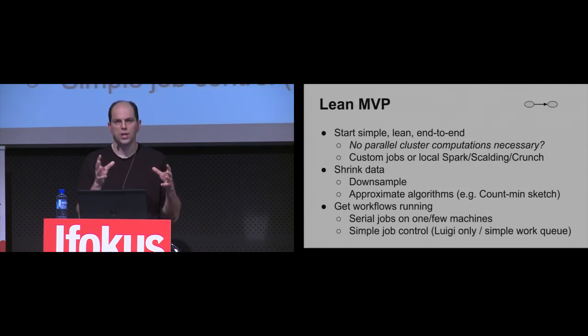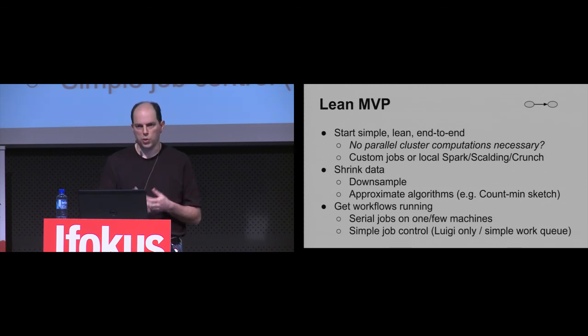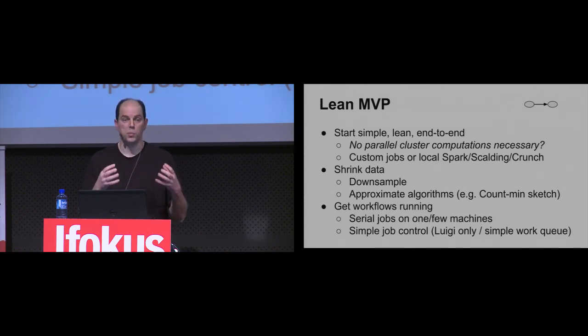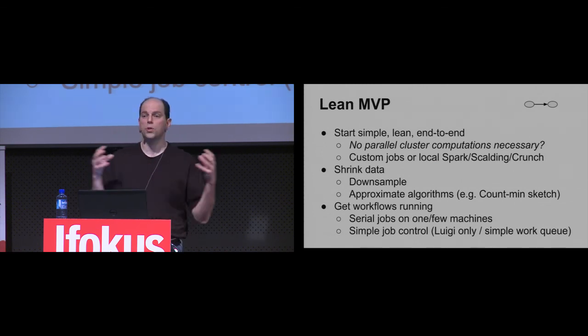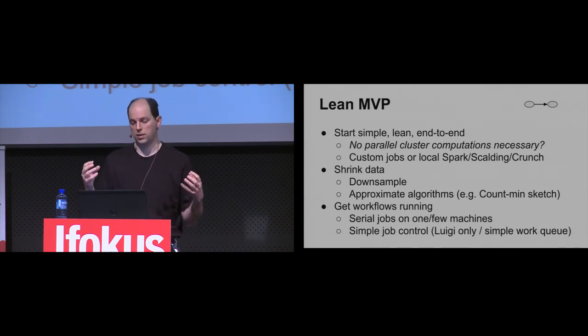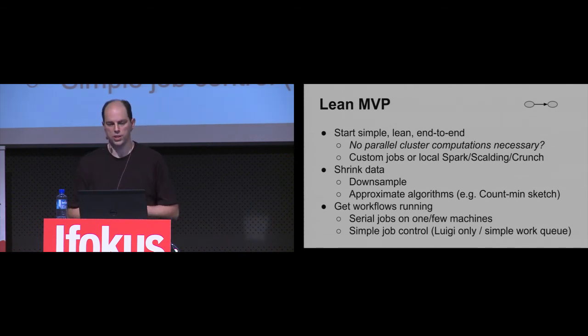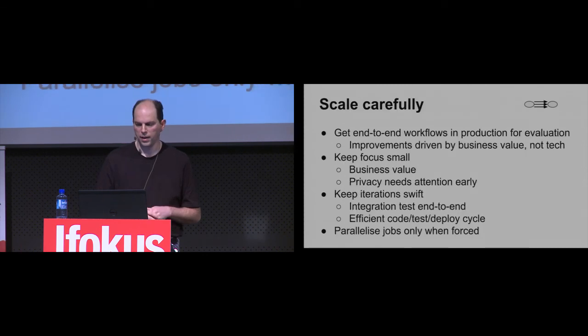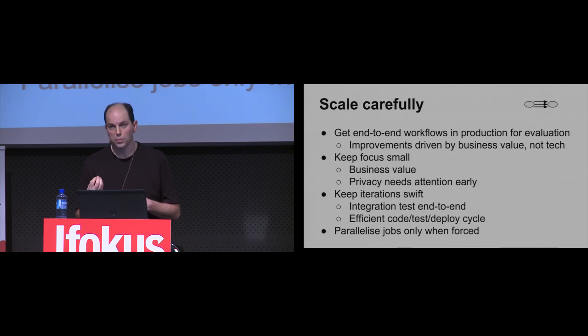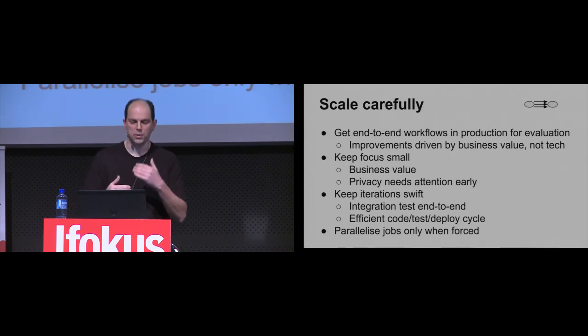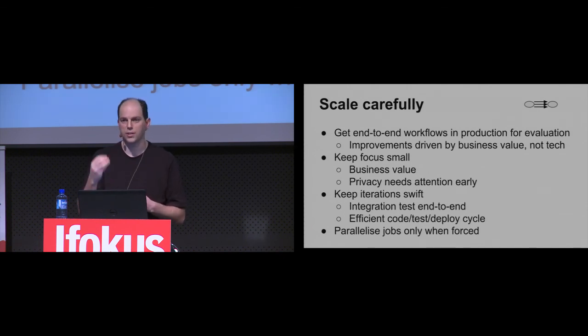And you can cheat by shrinking your data and using approximate algorithms and so forth and get up and running with a proof of concept. Get the workflows up and running. Get the integration test end-to-end up and running. But keep it small initially. And then as you scale, do so only if it's needed, only for the jobs where this is necessary, and do it in an iterative manner. And keep focus on the developer cycle so that this is efficient.